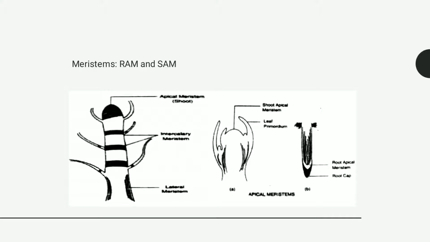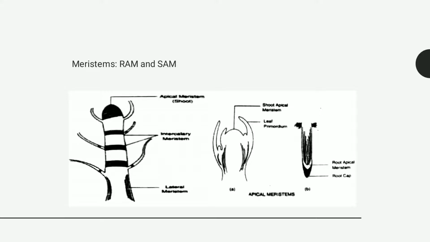As I said, the apical meristem is present, as you can see in the diagram, at the tip of the shoot, and the tip of the root is called the root apical meristem, RAM. RAM stands for root apical meristem, which is the meristem cells present in the roots, and SAM is the apical meristem present at the shoot. Below this root apical meristem, there are some cells which protect this root apical meristem. The cells are collectively called the root cap.